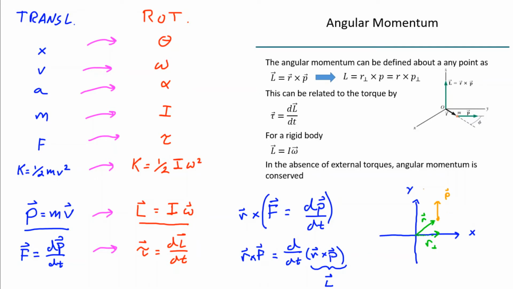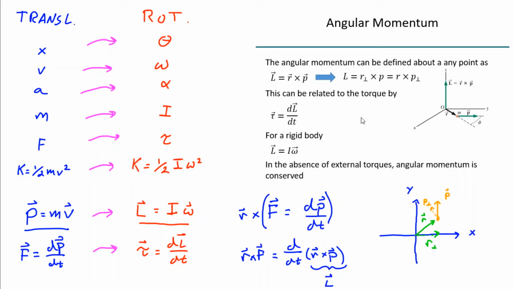Or I can think of this as the position vector r times the perpendicular component of p. This is p perpendicular here, the component of p that is perpendicular to the radial vector r. Either one works just fine. They're both consistent with this definition of the angular momentum as a cross product.